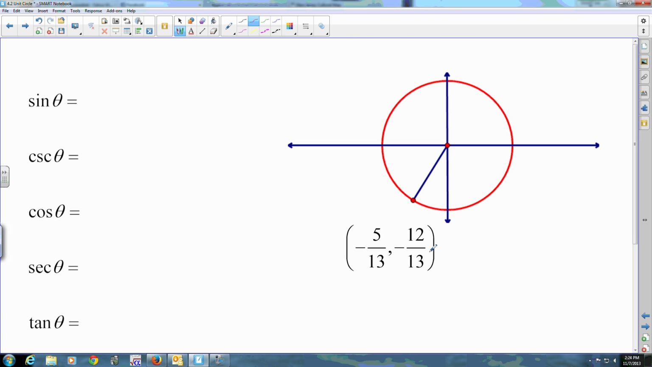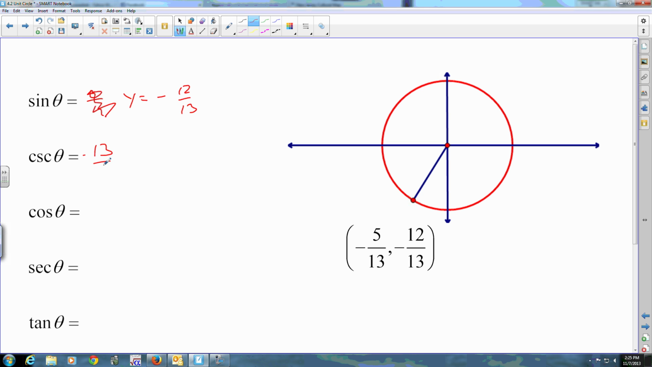Here's a different example. It doesn't matter that you're sitting down here in this quadrant. If you use the definition of SOHCAHTOA, this is going to be arduous. It's going to be opposite over hypotenuse. Well, where's your hypotenuse? Don't do it. You'll be awful. I can't stress that enough. It's just your y value. So what's your y value? Negative 12/13. Done.